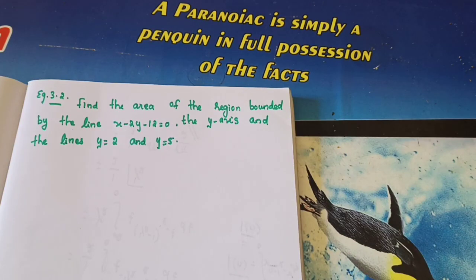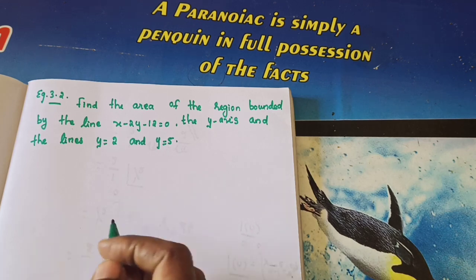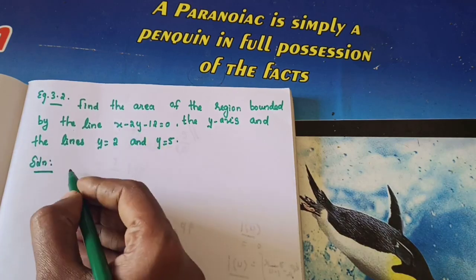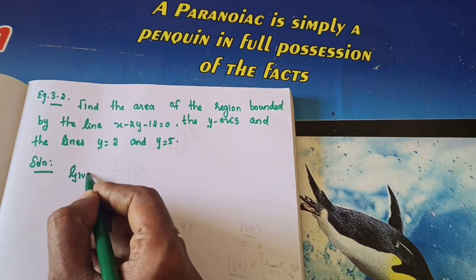What's the difference? In the previous problem, the area of a region was bounded by the line and the x-axis. Here, it is the y-axis. So at once you know the formula will be x dy. Whether x is positive or negative, you can find out only after drawing the curve. The limits y is equal to 2 and y is equal to 5 are given. For further points you need to find. So first, the formula is x dy, and from this equation we need to find the x value first.